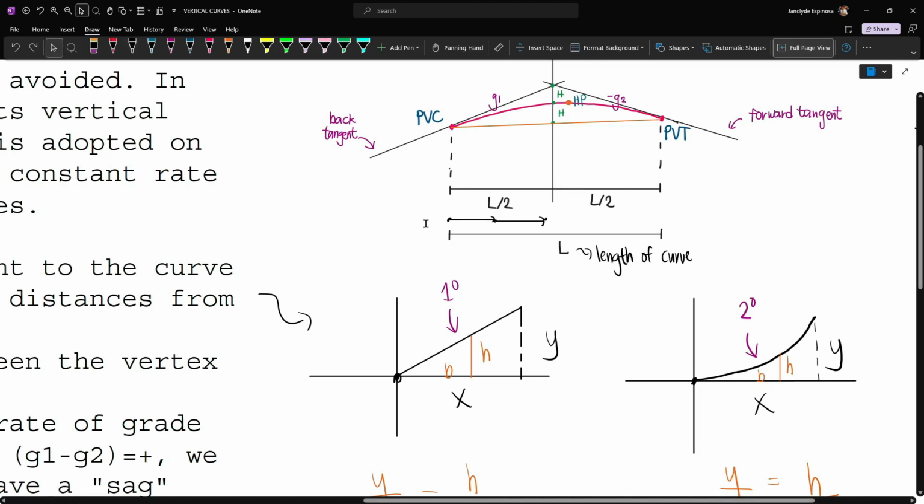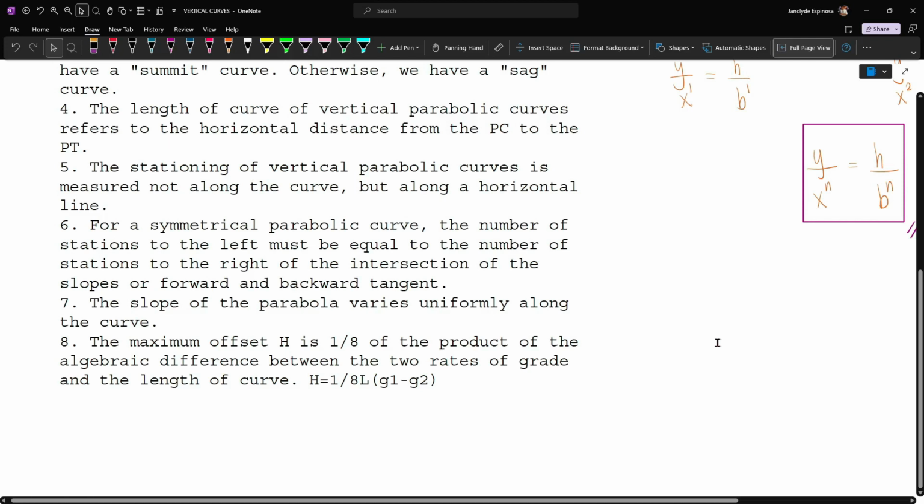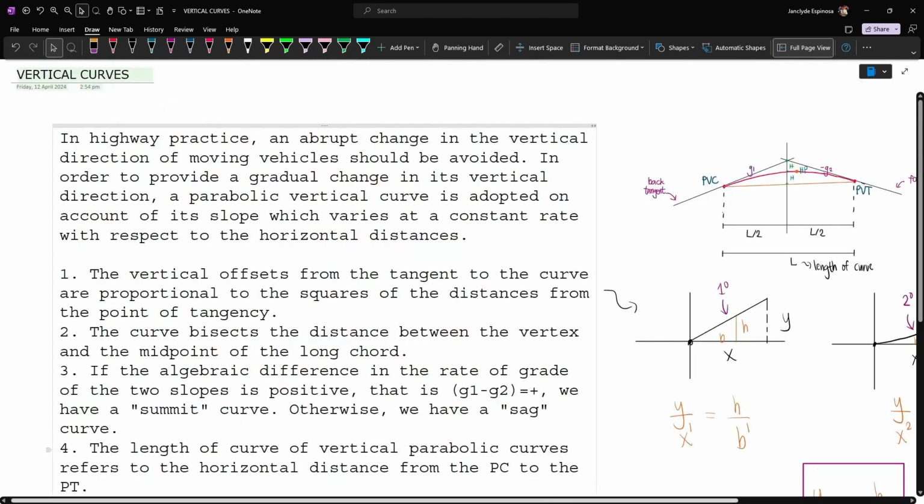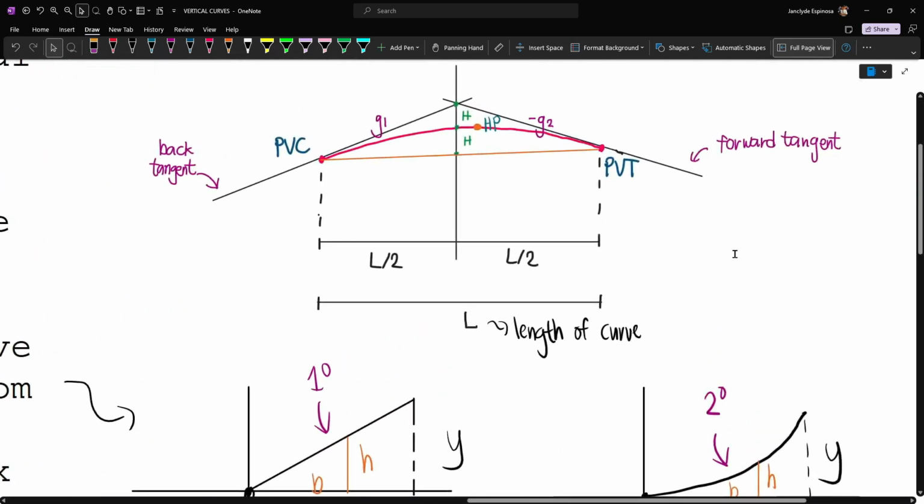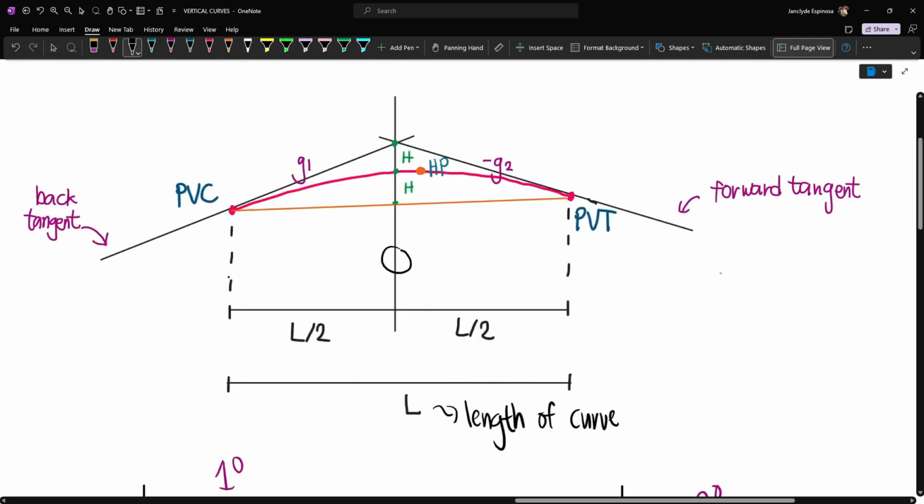So it's measured horizontally. And then for a symmetrical parabolic curve, the number of stations to the left must be equal to the number of stations to the right of the intersection of the slopes, or forward and backward tangent. And so what makes this a symmetrical parabolic curve is this dividing line. If the horizontal distance from this line up to PC is equal to the horizontal distance from this line to the PT, then it's a symmetrical parabolic curve.